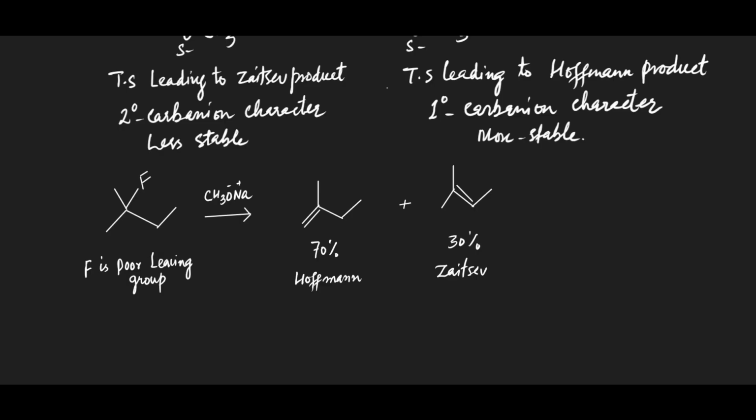On similar grounds, one can explain why compounds having ammonium or sulfonium groups as leaving groups give Hofmann elimination. The third condition is crowding at the beta carbon.